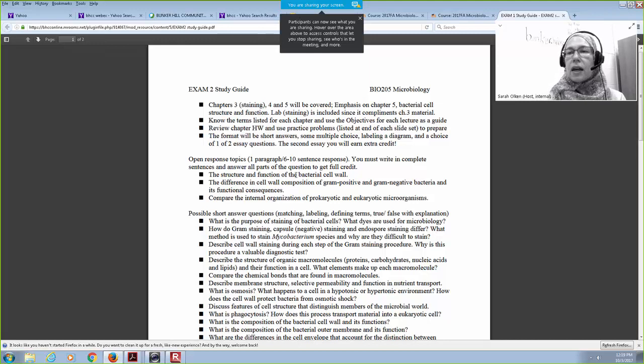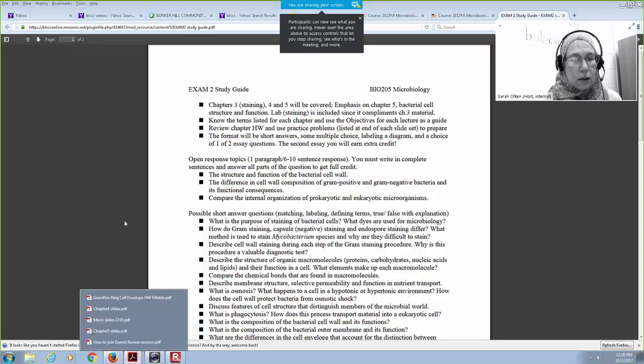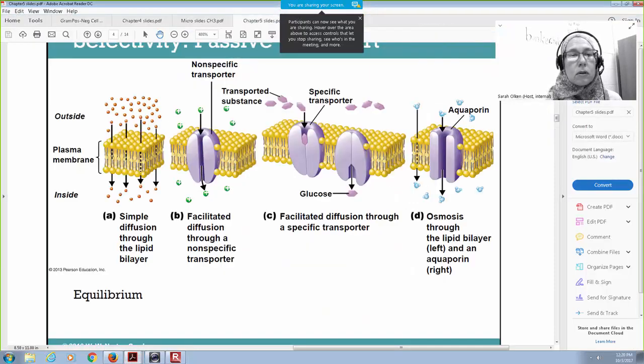So some of the questions that came up in the exit survey this week included there was still some confusion about osmosis as well as the difference between the cell membrane and the cell wall. And these are really key concepts to know. The cell wall is very different from the cell membrane in its structure and in its function. So let's take a moment to look at that. And that is in chapter 5.